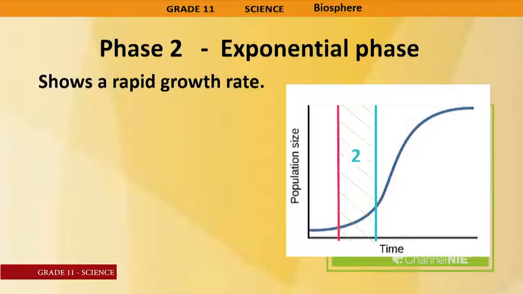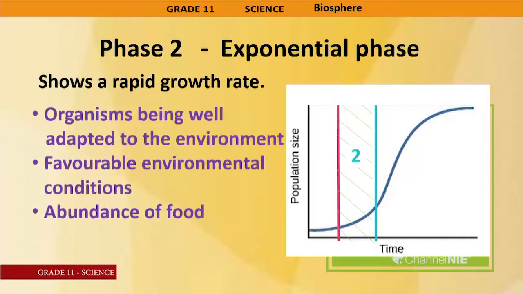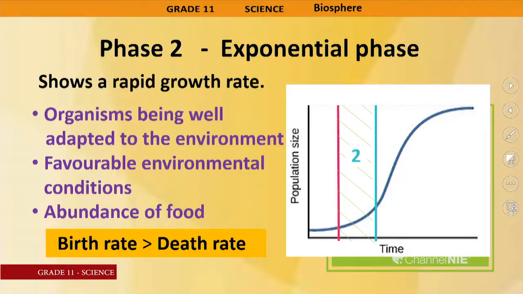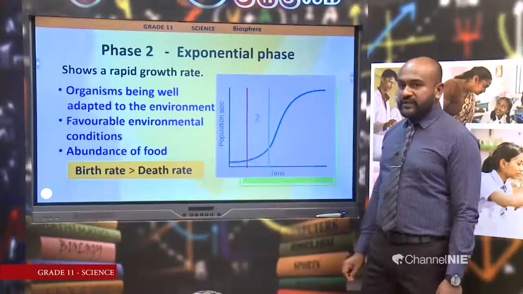Let us see the reasons again. Organisms are well adapted to the environment and there are favorable environmental conditions. They get enough water, enough oxygen, enough space and food. These are the reasons for the rapid growth rate that we observe in the exponential phase. And the other thing we observe in the exponential phase is this: the birth rate exceeds the death rate. That is the reason why we see a rapid growth rate in the exponential phase.